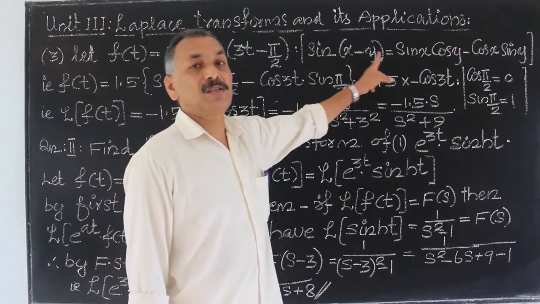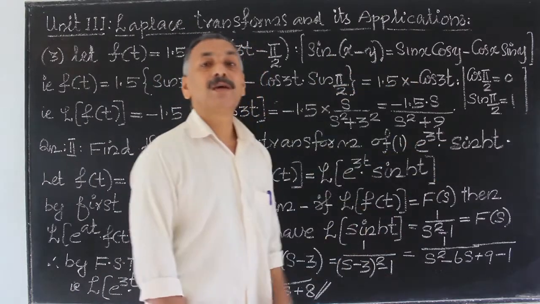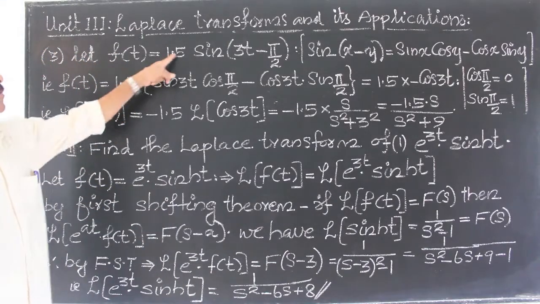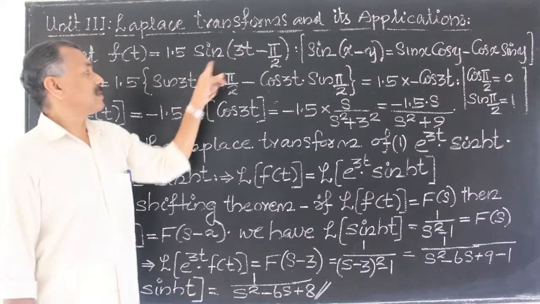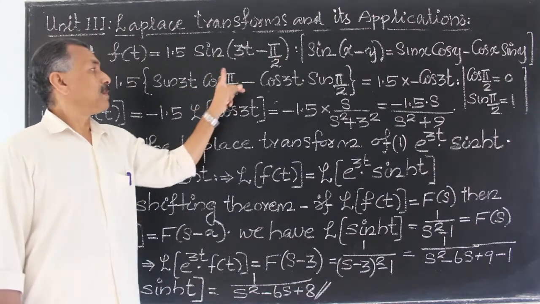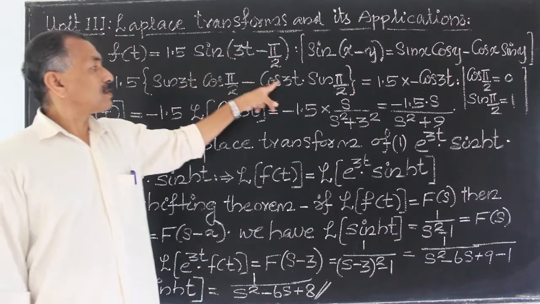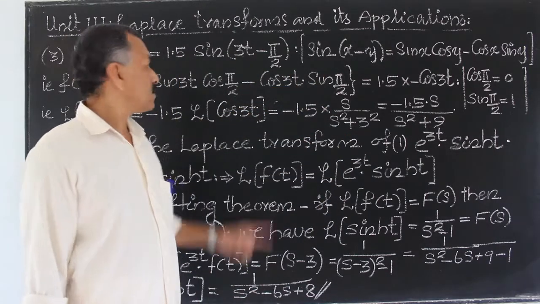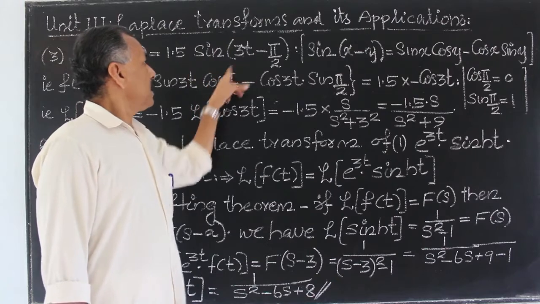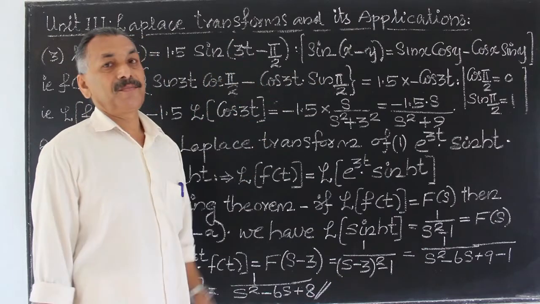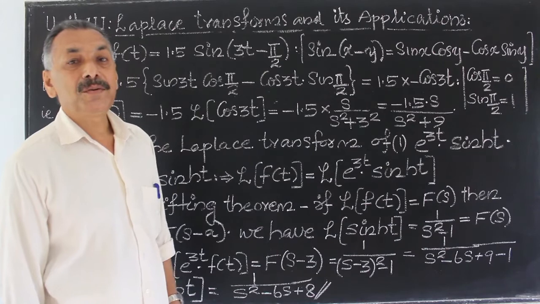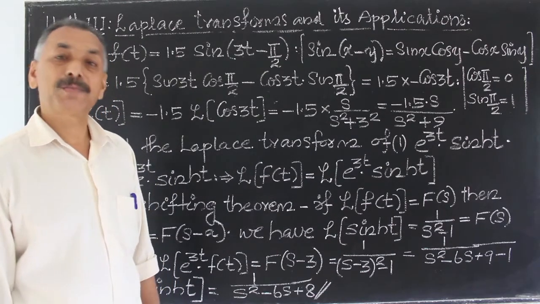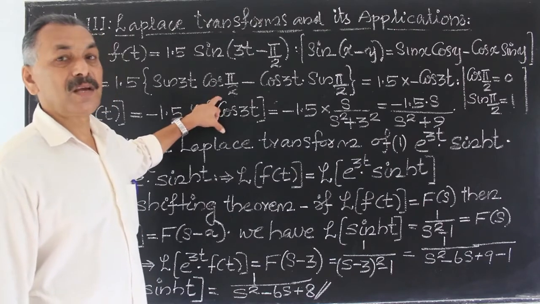Here this sin(x minus y) is equal to sin x cos y minus cos x sin y. That is f of t is equal to 1.5 into sin 3t cos pi by 2 minus cos 3t sin pi by 2. Sin a cos b minus cos a sin b. What is sin pi by 2? Sin pi by 2 is equal to 1, sin 90. What about cos pi by 2? Cos pi by 2 is equal to 0. That is, this term becomes 0.